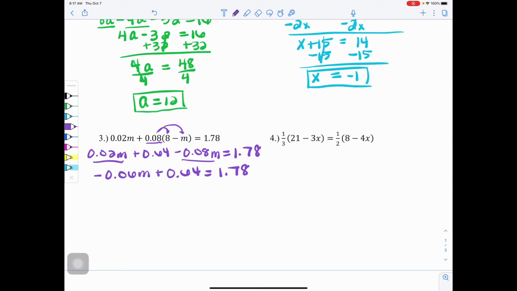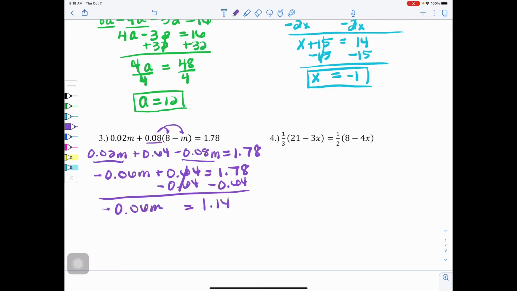Next, I want to look for variables on both sides, which I do not have here. So we'll move on to getting rid of addition or subtraction. I want to get that variable by itself. That's always my main goal. So I got to get rid of that 0.64 by doing the inverse operation, which is subtracting. That leaves me with negative 0.06m equaling 1.14.